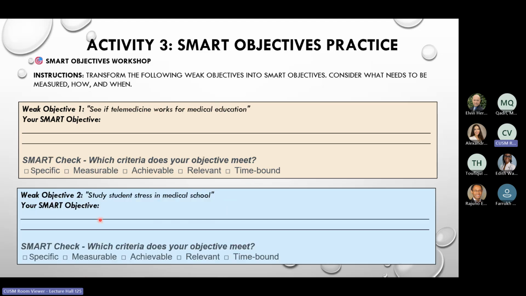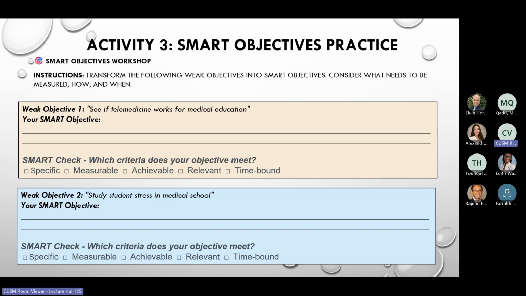Here's our second example. Objective 2, study student stress in medical school. Take a couple seconds. I want to take a stab at this. Study student stress in medical school. How can we make a SMART objective using those criteria: specific, measurable, achievable, relevant, and time-bound?